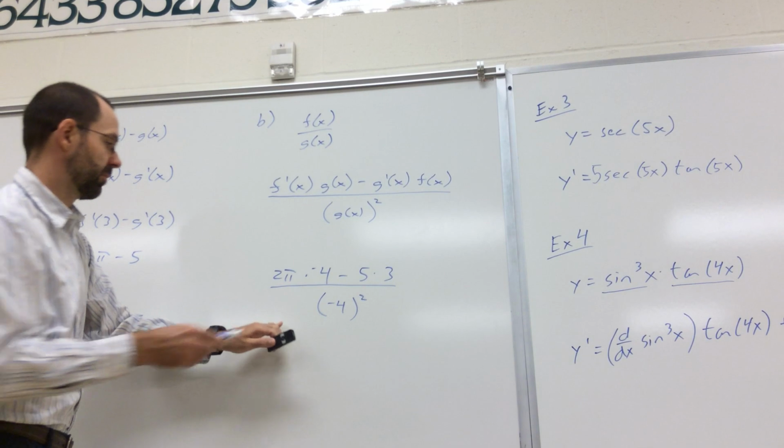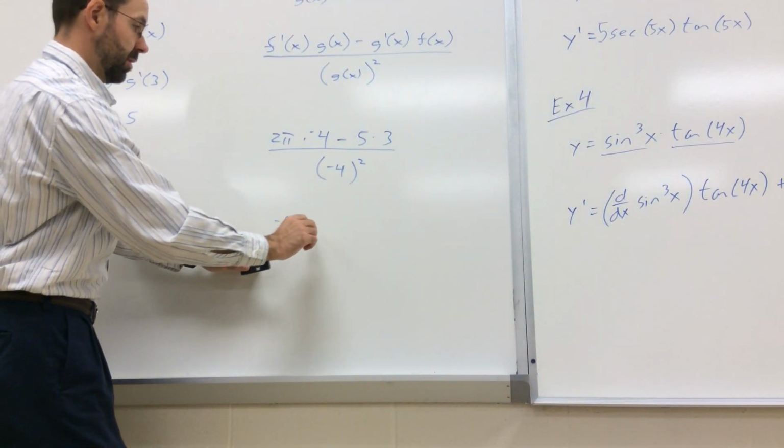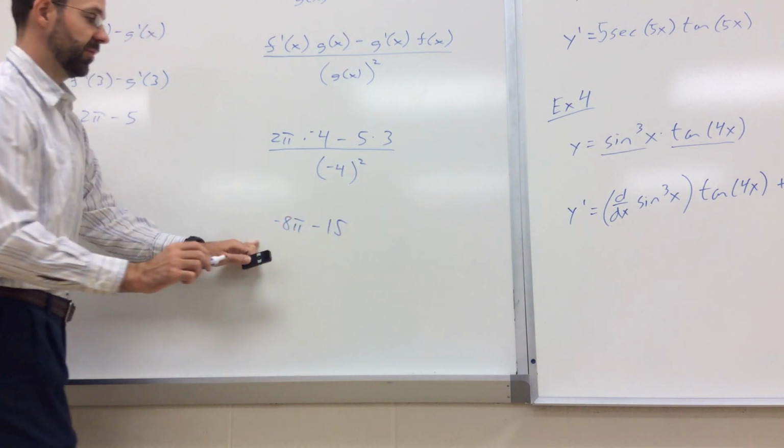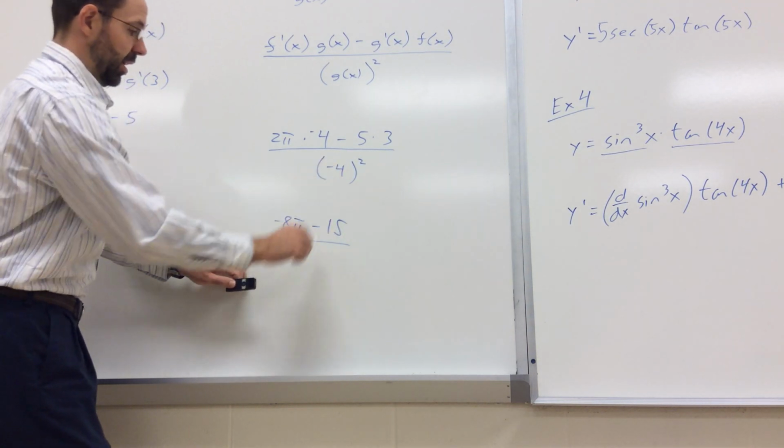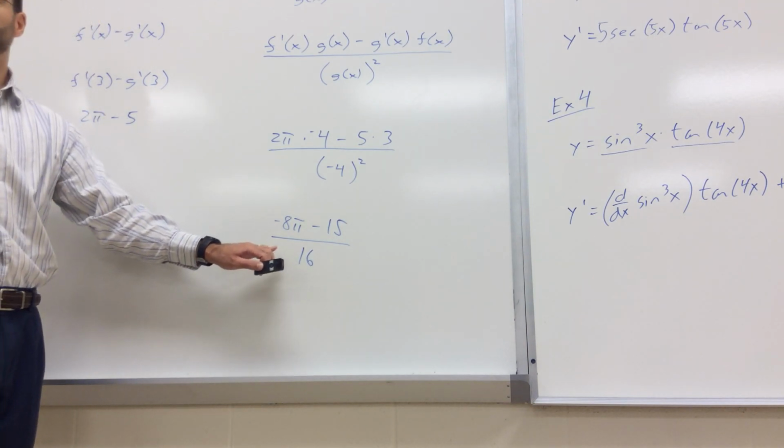Okay, so 2 pi times -4 is -8 pi. And then 5 times 3 is 15. And -4 squared is +16. And then that's enough.